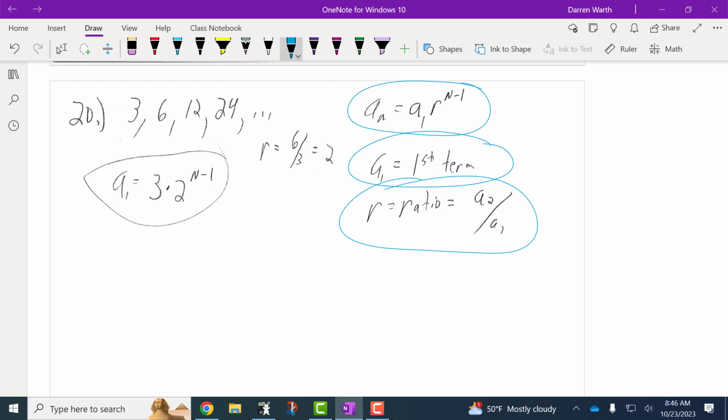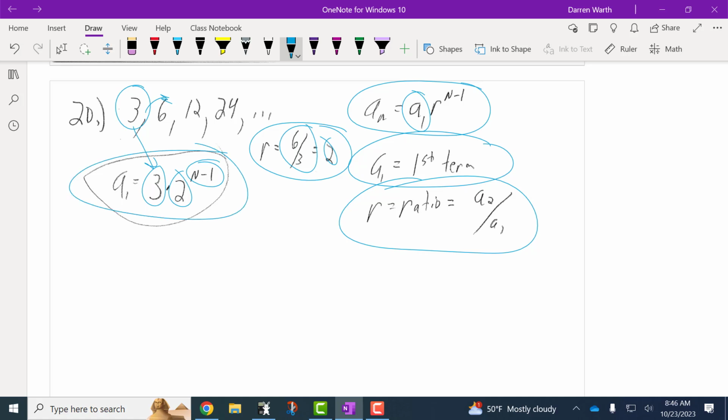So here's my a sub 1 right here, which is 3. I substitute that in for my first term. I find my ratio. If I don't recognize this is going up by 2, I can take 6 divided by 3, which is 2, substitute that in, and then I still have my n minus 1. Now remember, I cannot take the 3 times 2 because my order of operations says I have to do powers first. So that is my answer right there. I'm done. It's that straightforward. Just substitute it in, and you're finished with it.